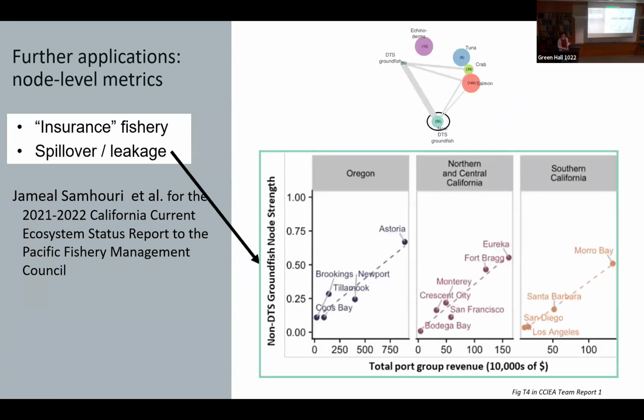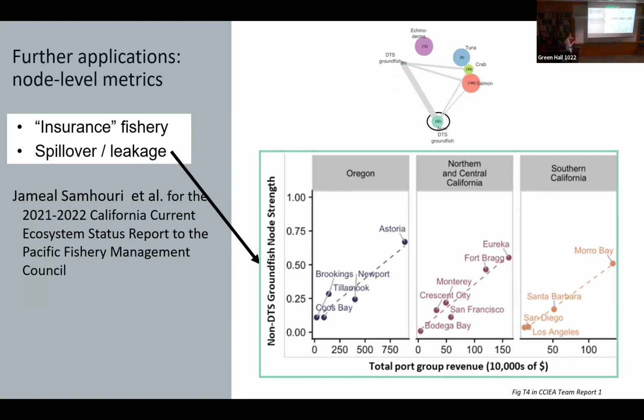And so Jamil used node strength calculated from 2020 fisheries participation networks to identify where regulatory changes associated with this quillback rockfish rebuilding might lead to high spillover of effort into other fisheries. So on this graph right here, that's going to be any of these ports that are kind of up on the top part of the left or y-axis, like Astoria, Fort Bragg, Eureka, and Morro Bay.